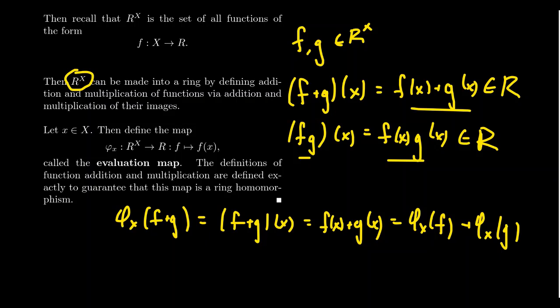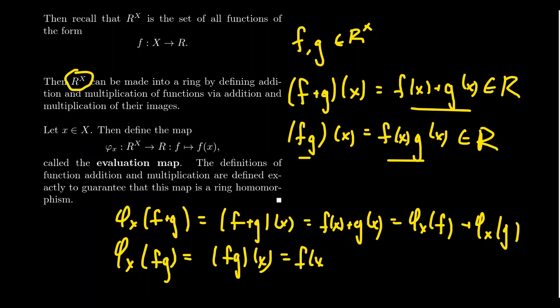And the same is also true for multiplication here. If I take phi sub x of f times g, this maps to f times g evaluated at x. But by definition, what does f times g mean? This is the function that maps x to f of x times g of x, for which individually f of x is phi sub x of f, and g of x is phi sub x of g, like so. And so again, the operations of addition and multiplication on R to the X are exactly what they need to be to make the evaluation map homomorphic.